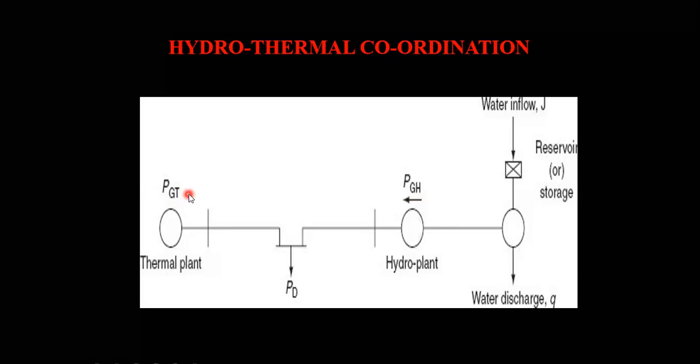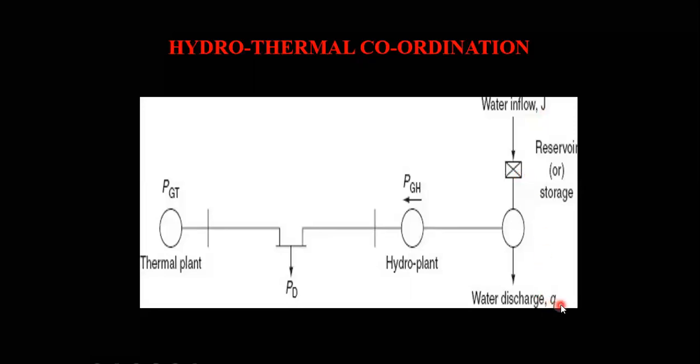Okay, this nomenclature is very, very important because in the next week we are going to derive some of the coordination equations. So in that, this nomenclature or representation of the different power plants is very, very important. And how to represent our demand, we are very much familiar with demand, that is PD. And similarly, come to the water side, this is the water inflow. It is represented by J. It is the universal representation for the water inflow. So J represents water inflow, and this box is a reservoir or storage.